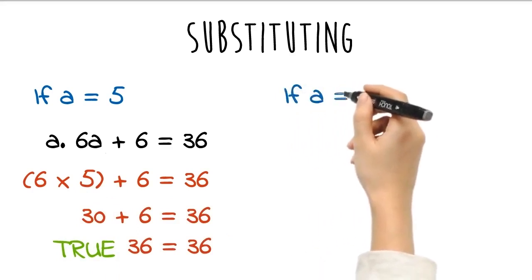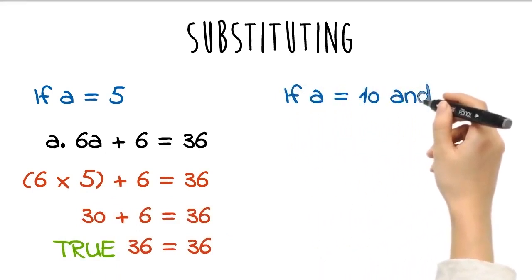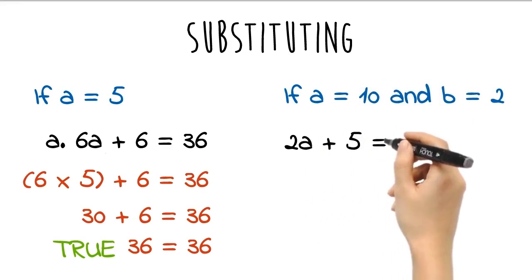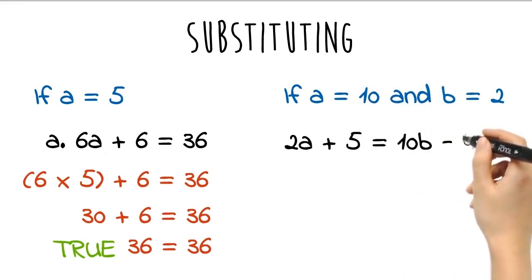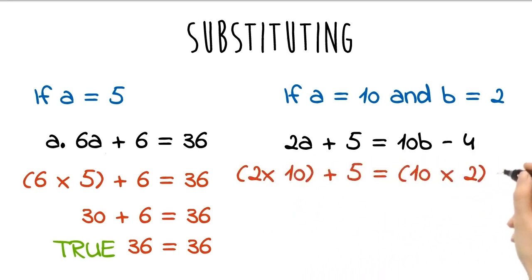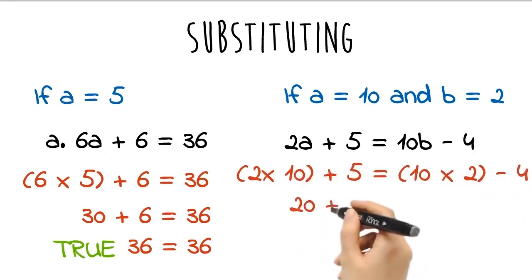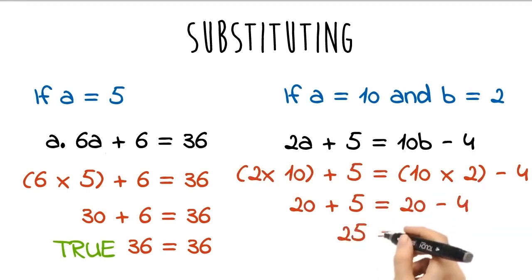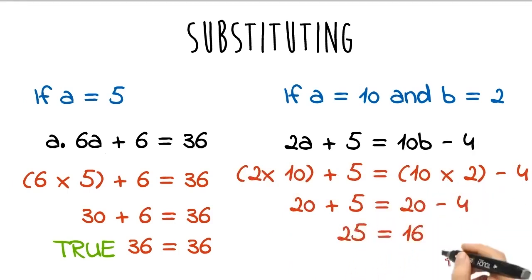In another example, if a equals 10 and b equals 2, we would solve the following by substituting in the value of the pronumeral into the equation. If we solve the equation, we would get 2 times 10 plus 5 is 25, and 10 times 2 minus 4 is 16. Therefore, if a is 10 and b is 2, this equation is false.